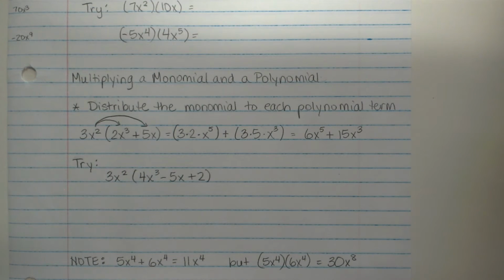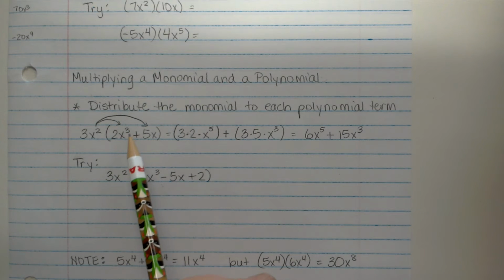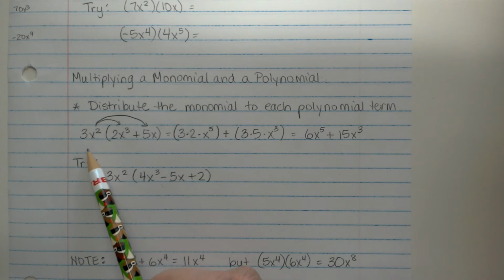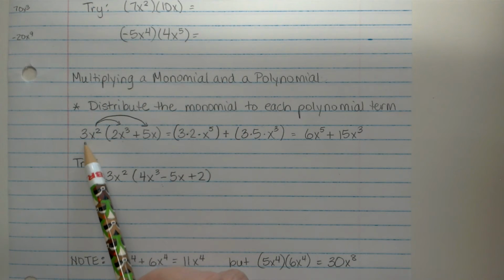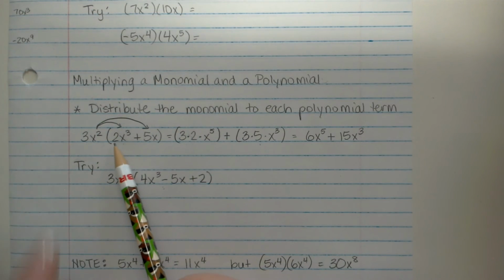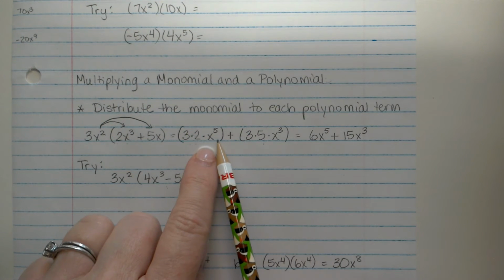If you want to multiply a monomial times a polynomial, that means you have one term being multiplied by multiple terms that, again, are separated by addition or subtraction. So when you do that, you need to actually distribute it. So this 3x squared times the 2x cubed, that part gets taken care of, and the 3x squared times the 5x also gets taken care of. So we take our coefficients and we work with those. We take our variables and we work with those separately.